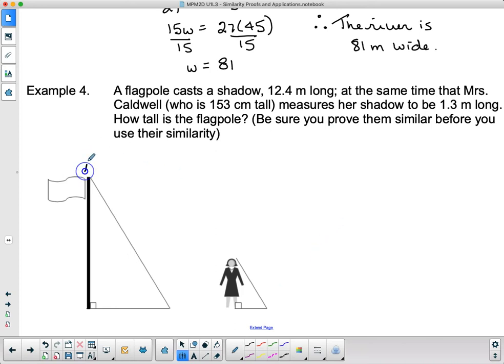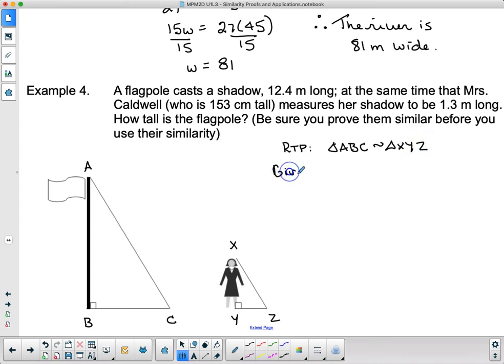So again, we're going to label these. I'm going to call this ABC. And let's call this XYZ. So required to prove, triangle ABC is similar to triangle XYZ.